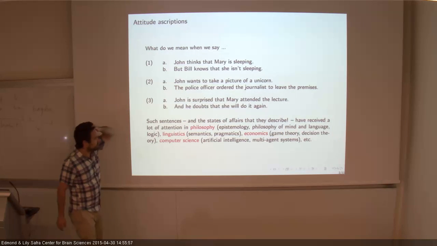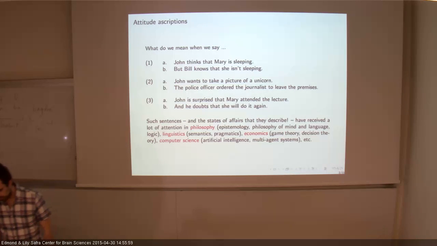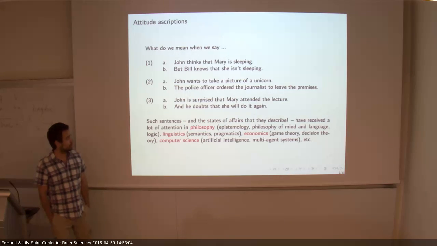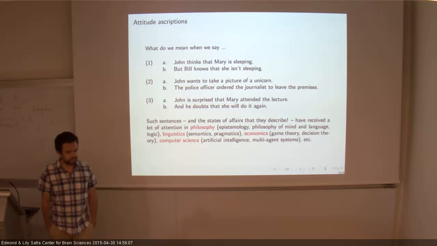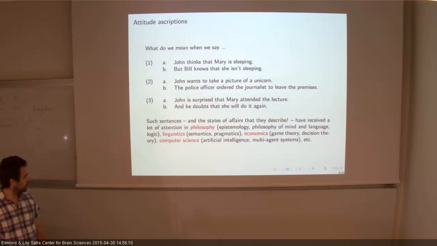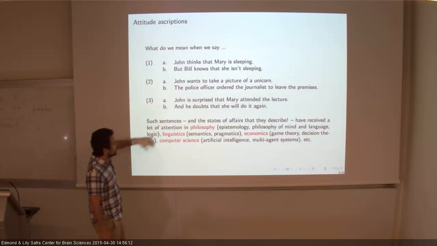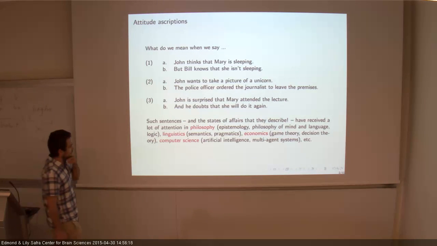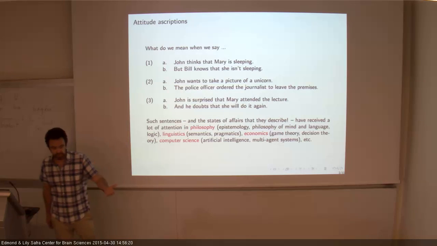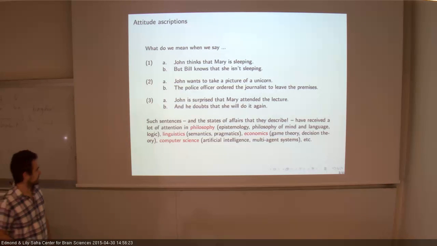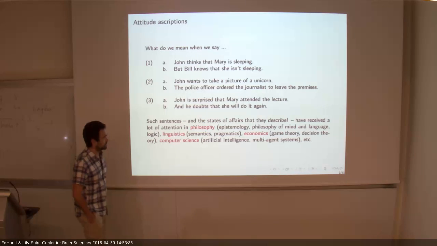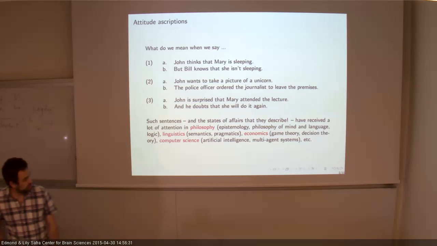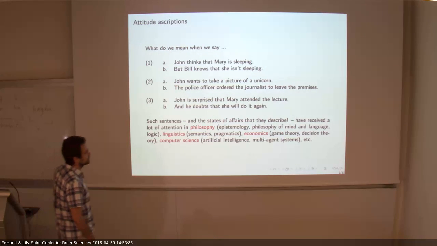And in 3 we have what can be characterized as some kind of negative attitude ascription. So John is surprised that Mary attended the lecture. Here, we are expressing that John had an expectation that Mary is not going to attend the lecture, and this expectation hasn't been satisfied. And in fact, the opposite is the case, namely that she did attend the lecture. And 3b is expressing a negative belief, namely that she will not do it again.